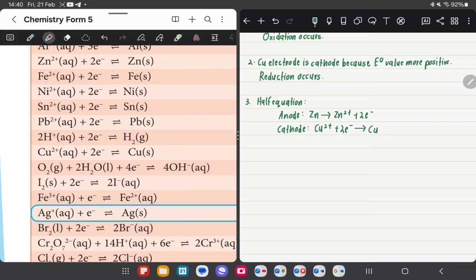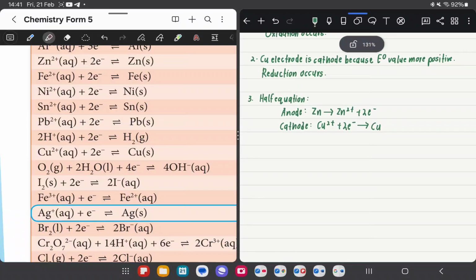After you're done with your half equation, you need to go for the overall ionic equation. Remember, always after half equation, you must go to the overall ionic equation. No more twist at that. Okay, it is a must. Always after half equation, overall ionic equation.